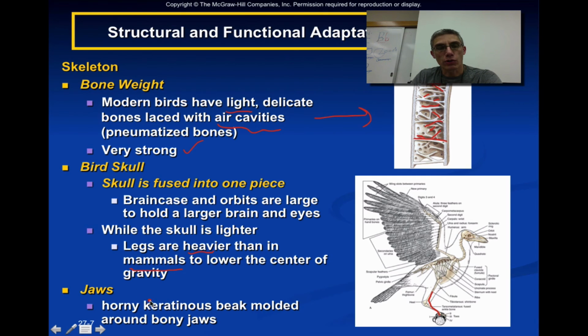Now, the jaws of the birds are going to be horny, keratinous beaks, and again, as we had said before, that keratin-like nature has been seen in the reptiles, and you also see that in the mammals as well. And this is going to be molded around the bony jaws that you would find in the skull of this animal.